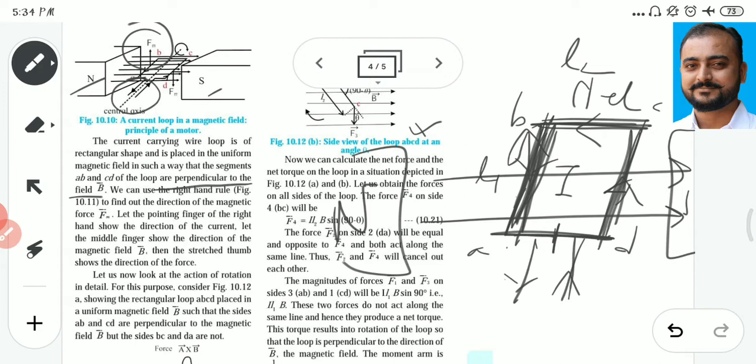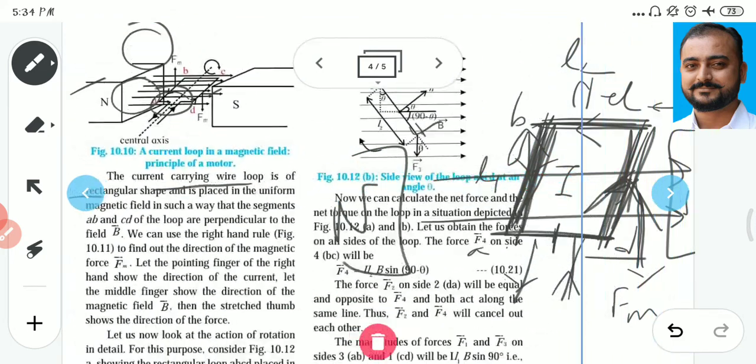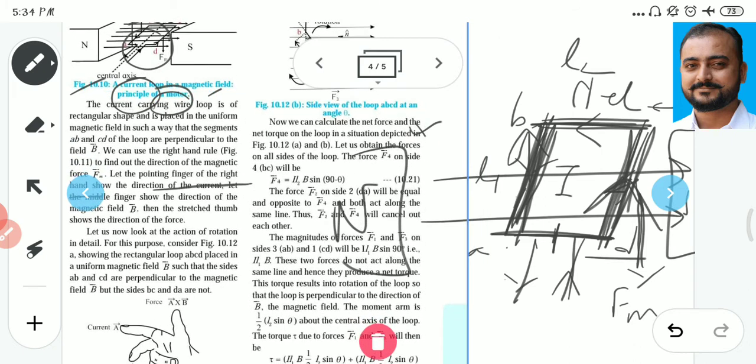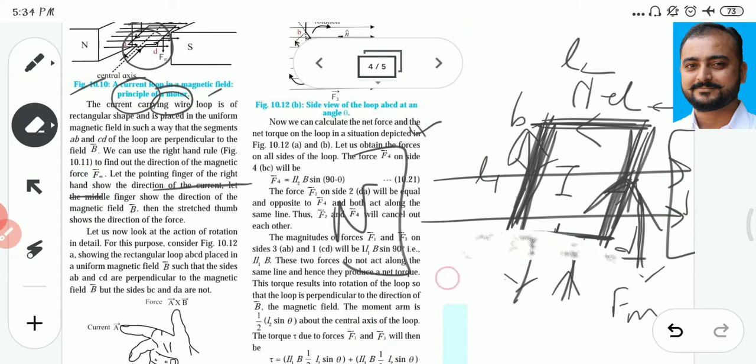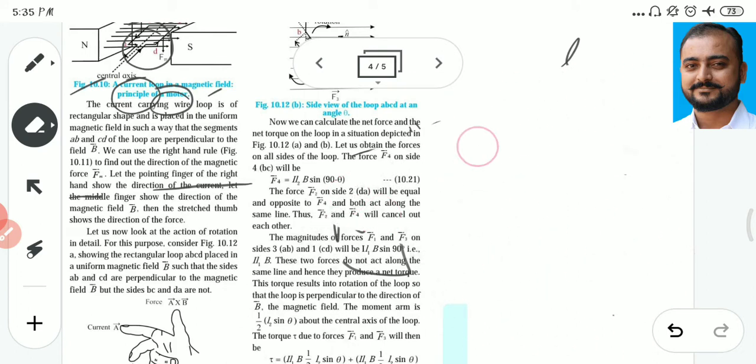So this is the one force which acts on the side AB. Then in a similar manner you can say about this side also. Again apply Fleming's left hand rule to the side CD. As you observe, it is acting in a downward direction, Fm. So in this manner these two forces are acting on the sides of the given loop.